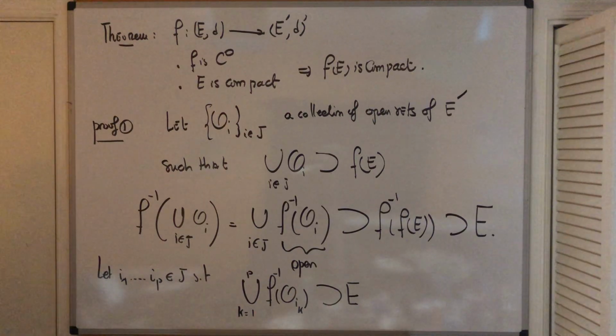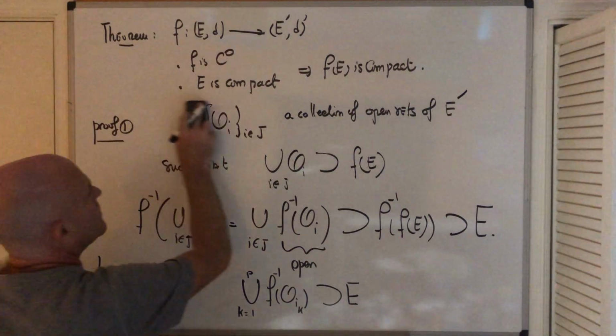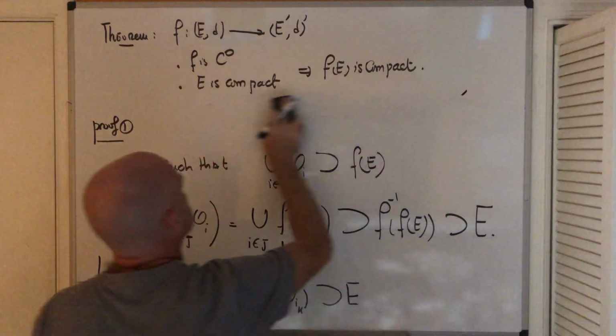And now what I'm going to do is map everybody by f. So let me erase this part of the board now. I don't need this anymore.